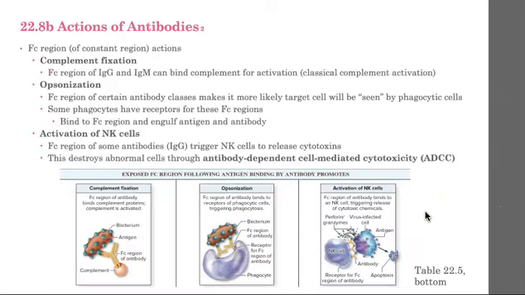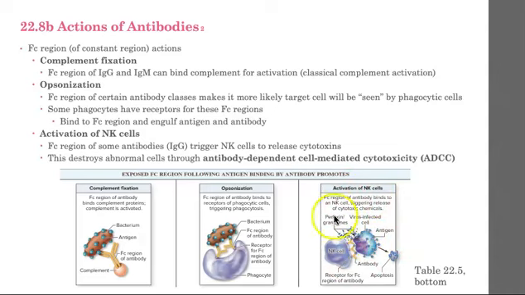Then we have our complement system. Specifically, our IgG and IgM are going to bind and allow for complement activation. So this is mostly within our classical complement activation system. Then we have opsonization. This is when we are going to have the Fc region of a certain antibody class make it more likely to be seen by our phagocytic cells. You can see that it attaches right in here, whereas the variable region is attached to the antigen itself. Then our phagocytes, of course, are going to engulf this complex and gobble it up.